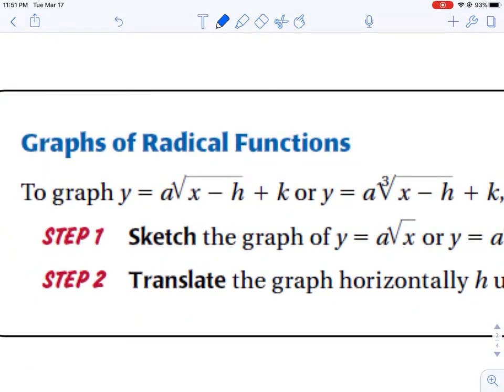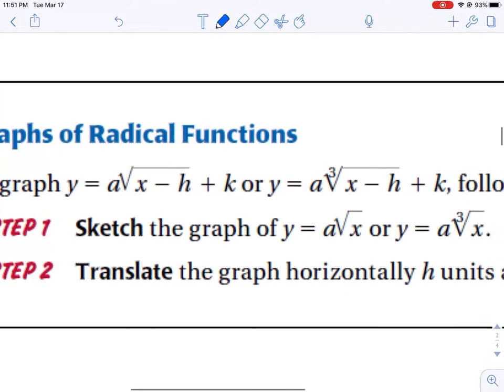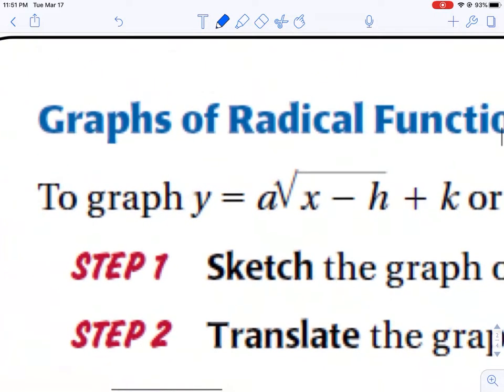We have this y equals a times the square root of x minus h plus k, or y equals a times the cube root of x minus h plus k. Okay, so let's talk about what each of these do. They do the same thing for the cube root and the square root, so I'm just going to write above the square root. But basically this a is going to stretch or shrink your function.